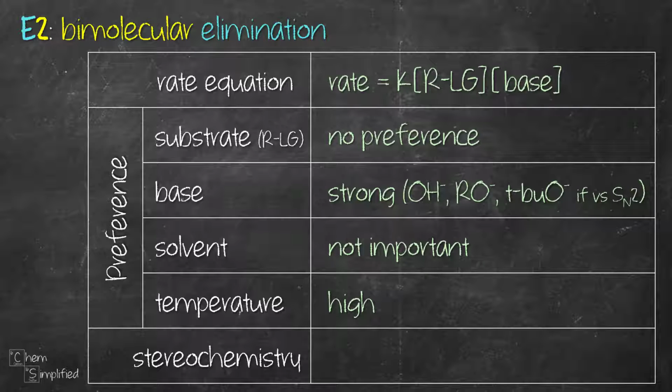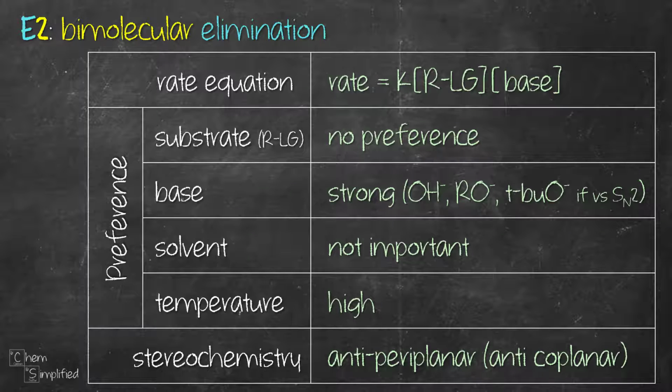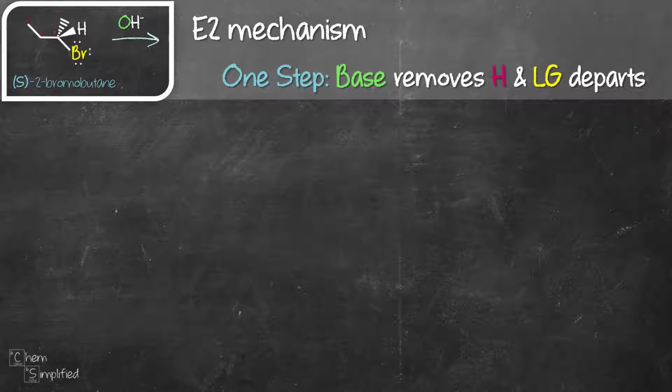As for the stereochemistry, this is very important. The hydrogen that we're going to remove must be anti to the adjacent carbon that contains the leaving group. This type of arrangement is called anti-periplanar or anti-coplanar. It will be clearer when we look at the mechanism later. Note that E2 mechanism is going to happen in one step. That means the base will remove the proton and at the same time the leaving group is going to depart.